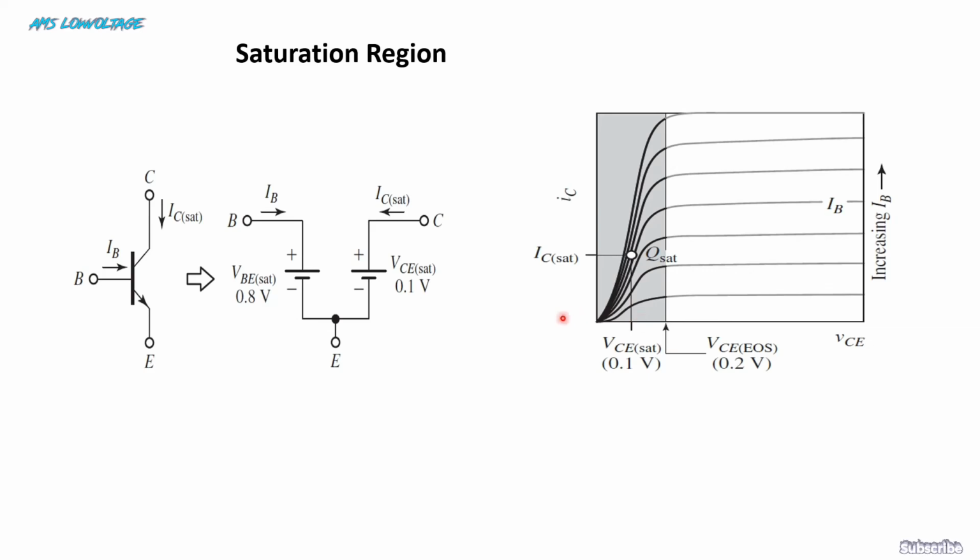This is the graph here. For saturation region, the collector emitter voltage is less than 0.2 volt, and we can pick up one point from this saturation region, say this is less than 0.2 volt, and in that case the IC saturation current is showing in this diagram.